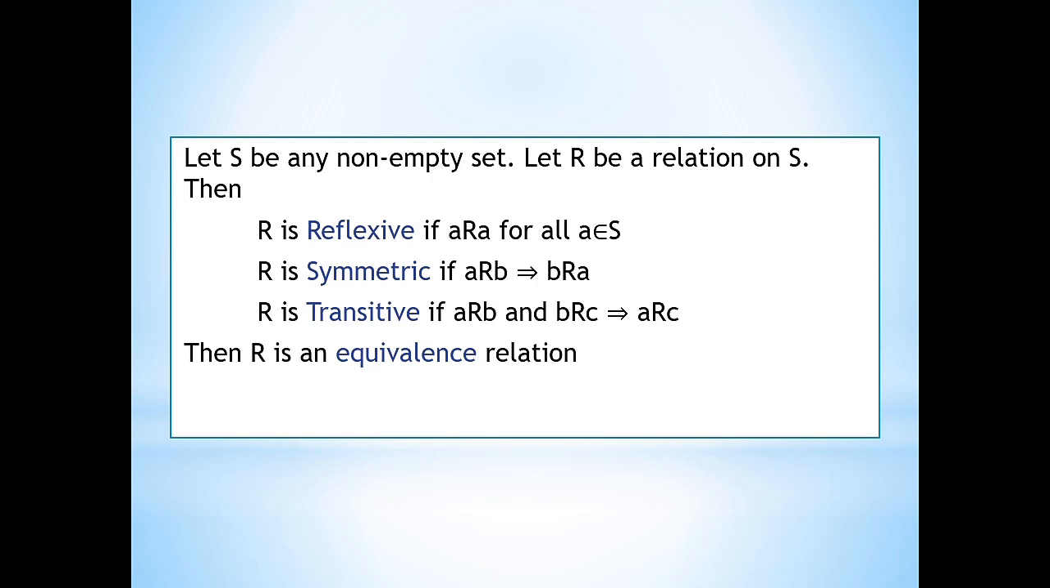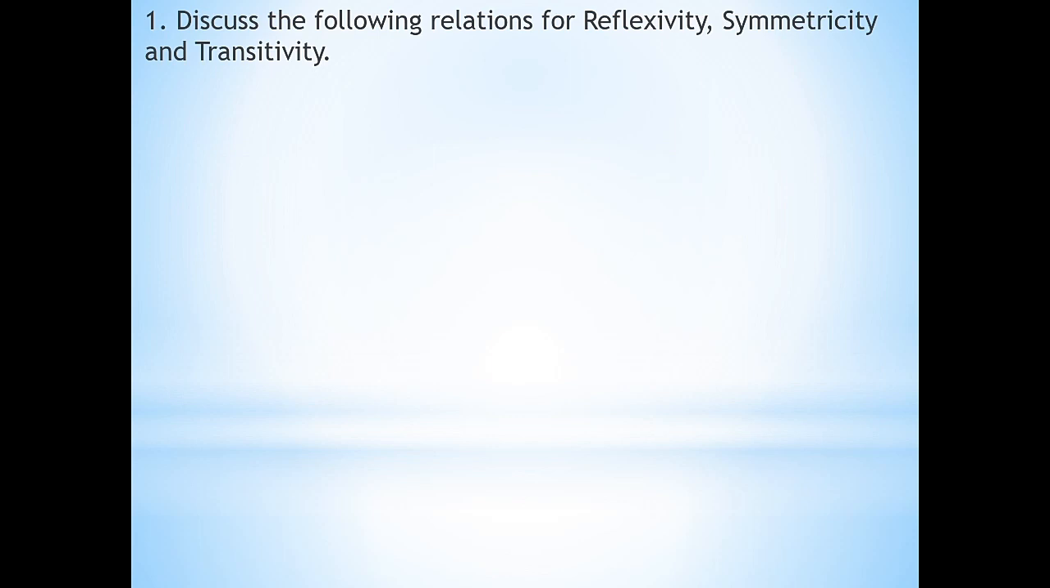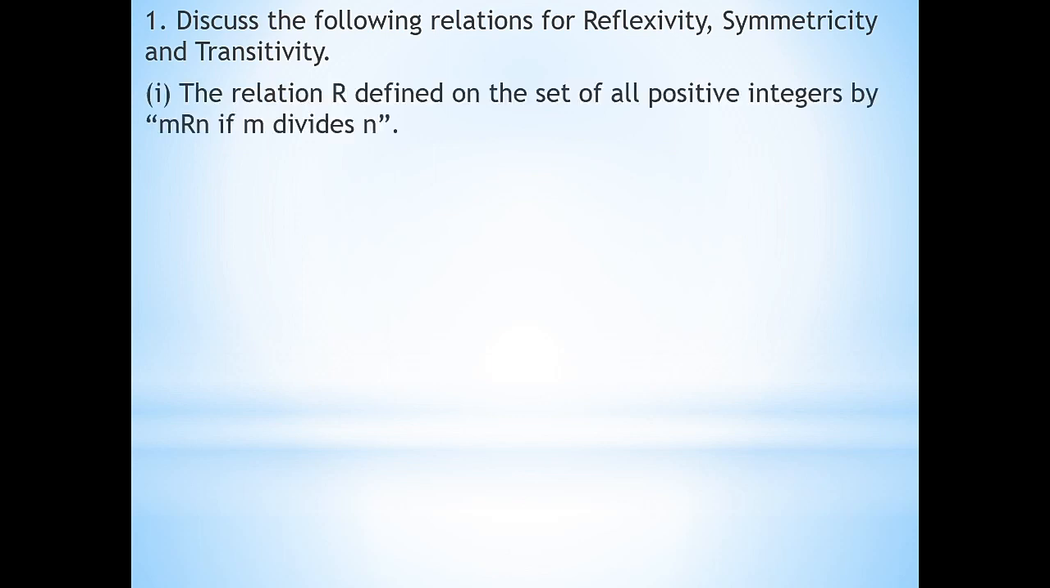Okay, right, now first you see, discuss the following relations for reflexivity, symmetricity and transitivity. Sum number 1. The relation R is defined on the set of all positive integers by M R N if M divides N.